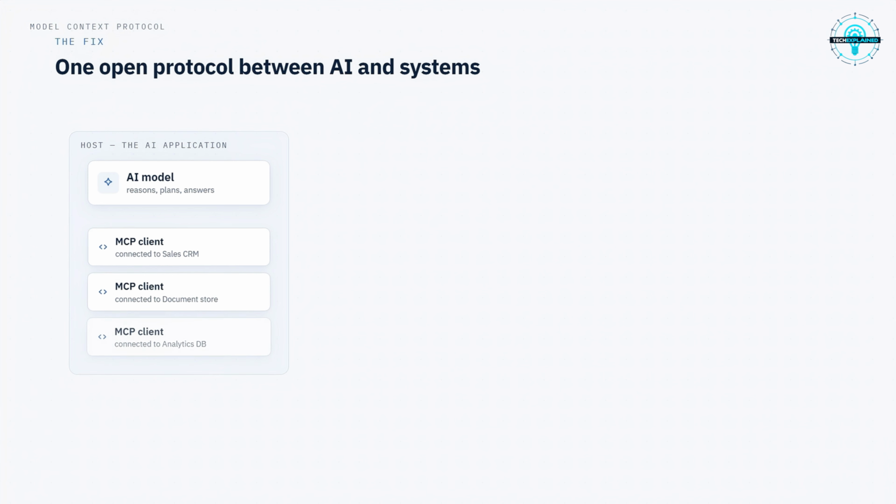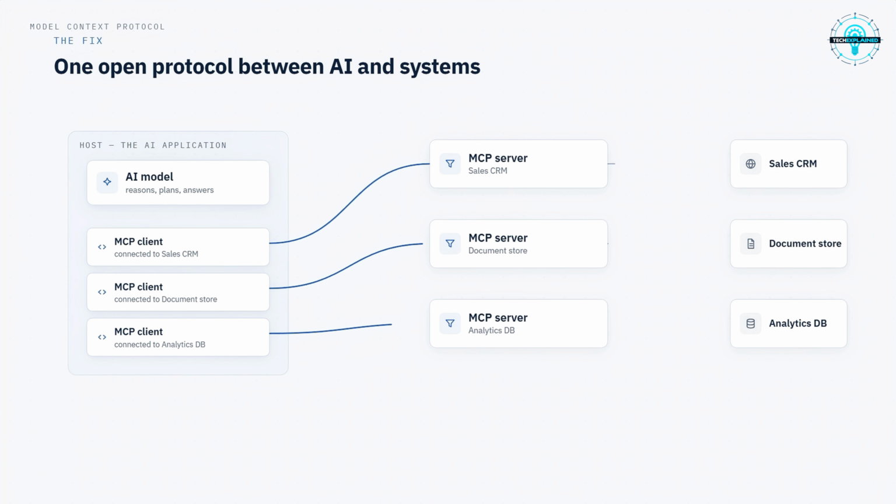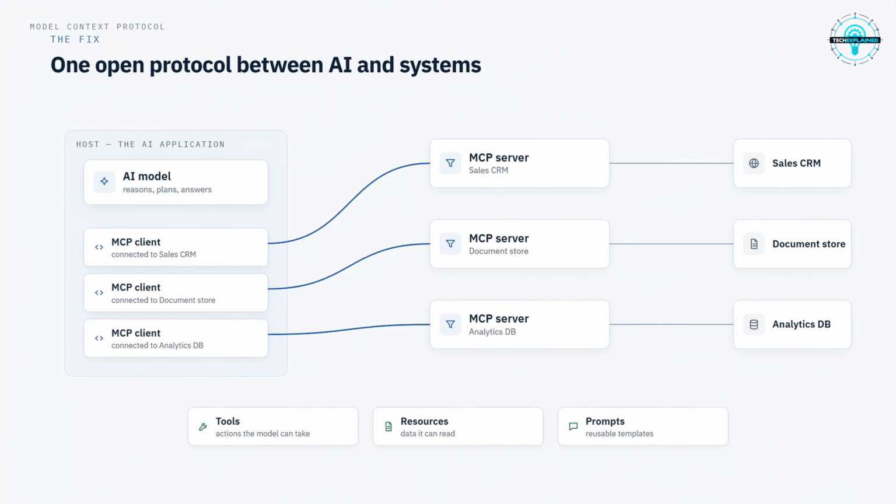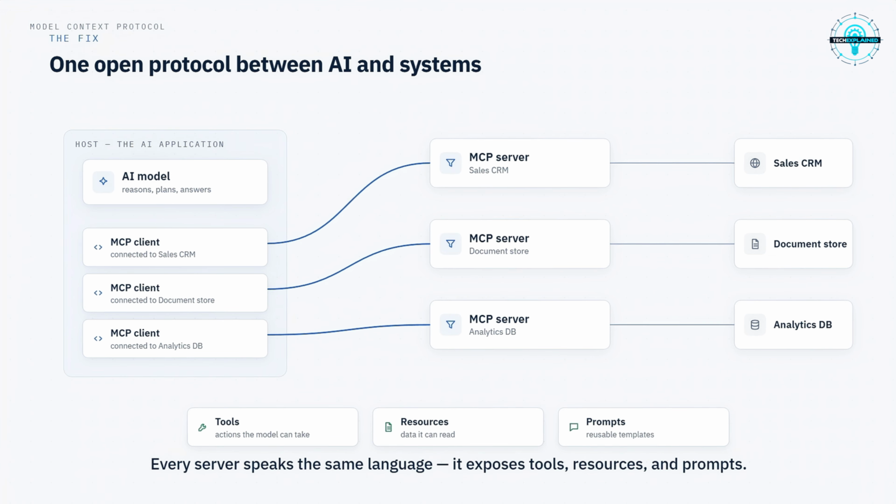The AI application, called the host, runs one MCP client per connection. On the other side, each system gets one MCP server, and every server speaks the same language. It exposes tools, actions the model can take, resources, data it can read, and prompts, reusable templates.